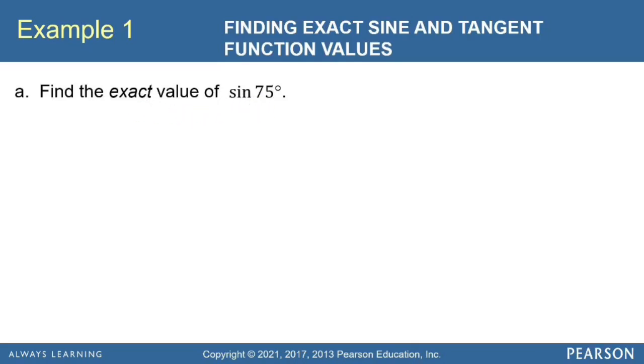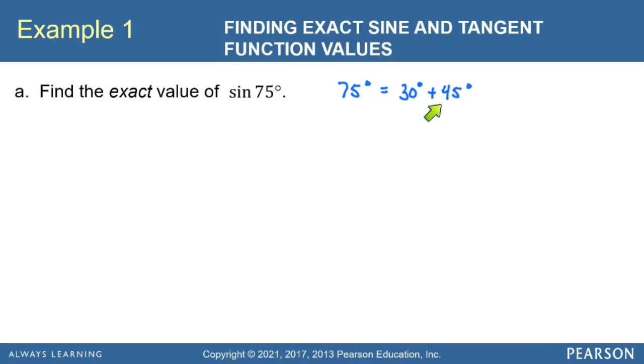Now we do this exactly the same way that we did for the cosine values in section 5.3. We want to think of 75 as a sum or difference of 2 angles whose exact function values we already know. So we're going to have to find a way to write 75 degrees as a sum or difference of either 30, 45, 60, or any angle that has one of those as its reference angle. Now this one's easy because it's pretty clear that 75 degrees can break down into 30 degrees plus 45 degrees.